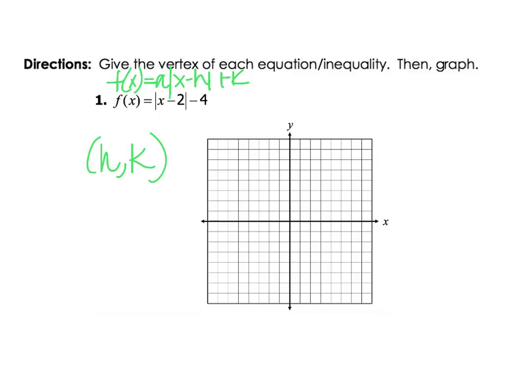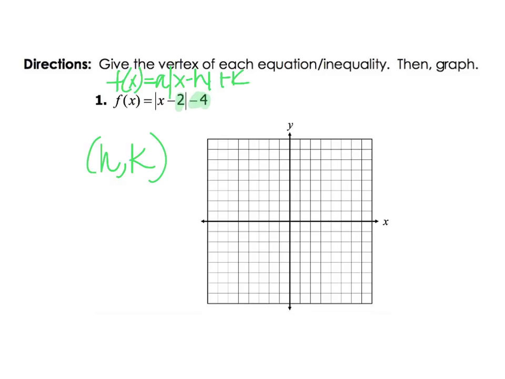So therefore, our h is going to be 2, and our k is going to be -4. The key thing to notice here is that the negative sign doesn't go with the h because it's x minus h. So when we're looking at h, we're just looking at the number. However, with k, because it's plus k, if we have -4, the negative sign goes with the 4.